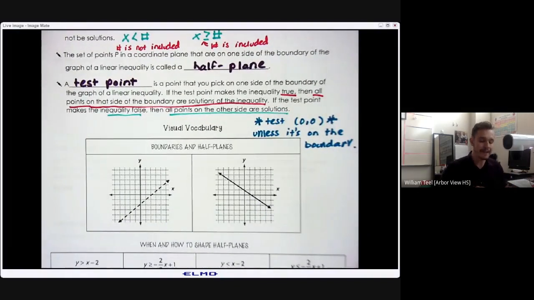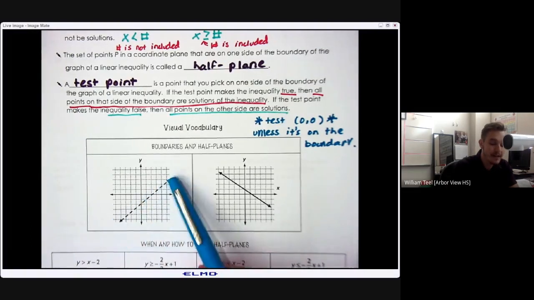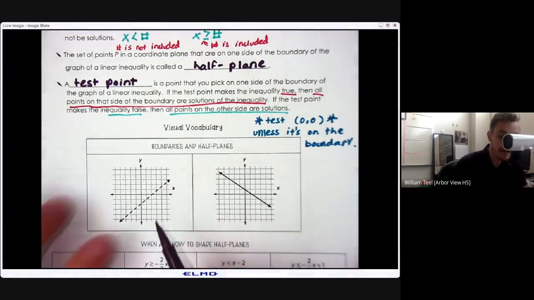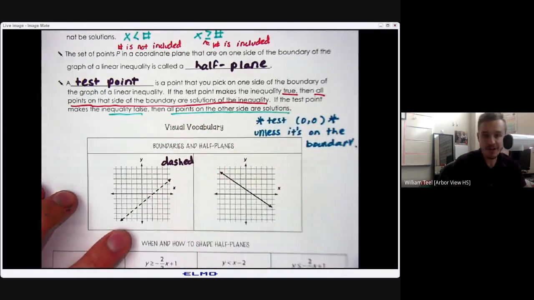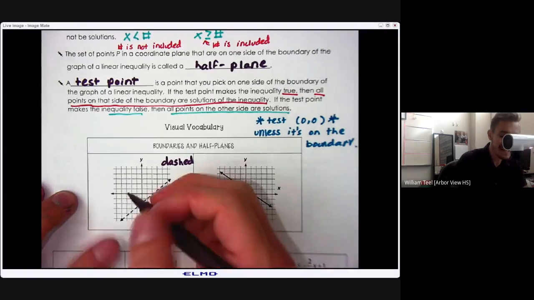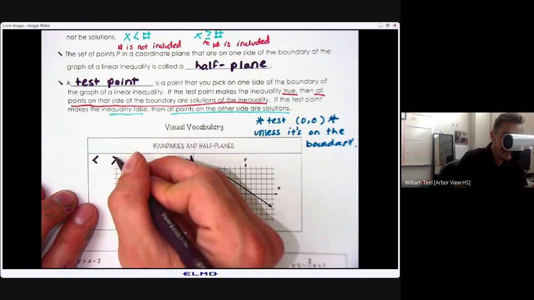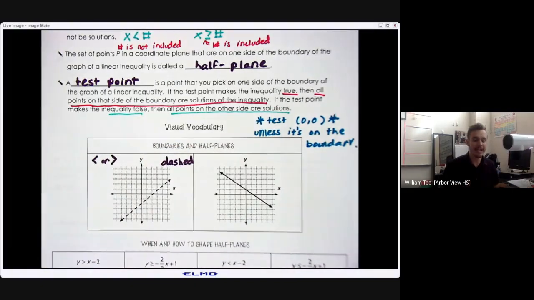So if you look at the graph on the left-hand side, this is a dotted line, right? It's dashed. So dashed lines are going to tell us a little bit about our inequality. Our graph is already given to us, but I want you to write down a couple of characteristics of this graph. First of all, we see that this line is dashed. Now, a dashed line is going to tell you that we're dealing with either a less than or a greater than linear inequality, okay? So if you have a dashed line, you know that you're going to have a less than or a greater than sign, okay?